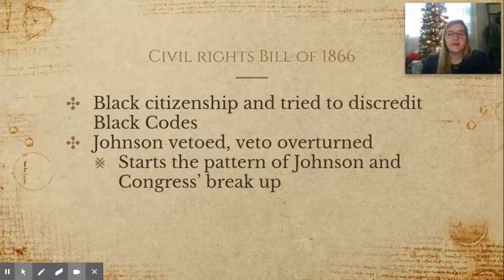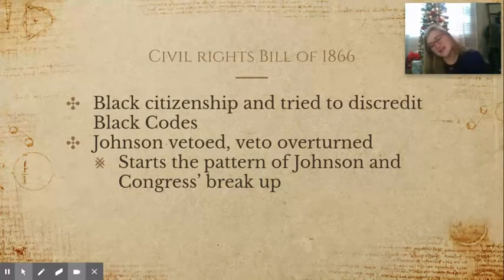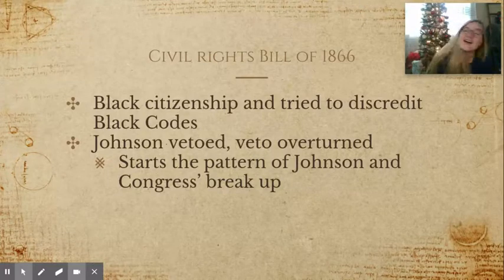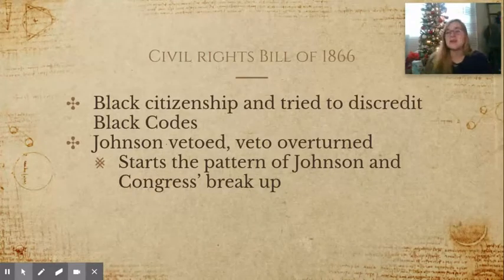So Civil Rights Bill of 1866. Johnson vetoes it. The veto is overturned with a 2/3 vote. And this kind of starts the pattern of Congress and Johnson not getting along. And Johnson will eventually be impeached.